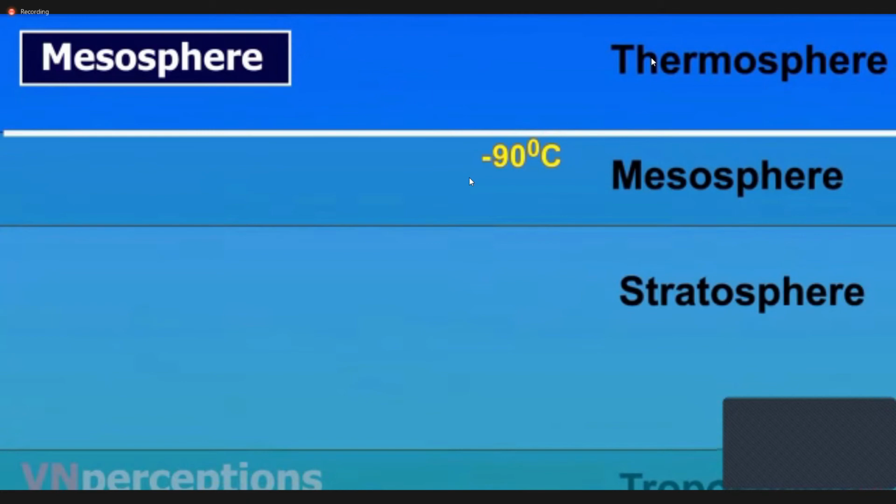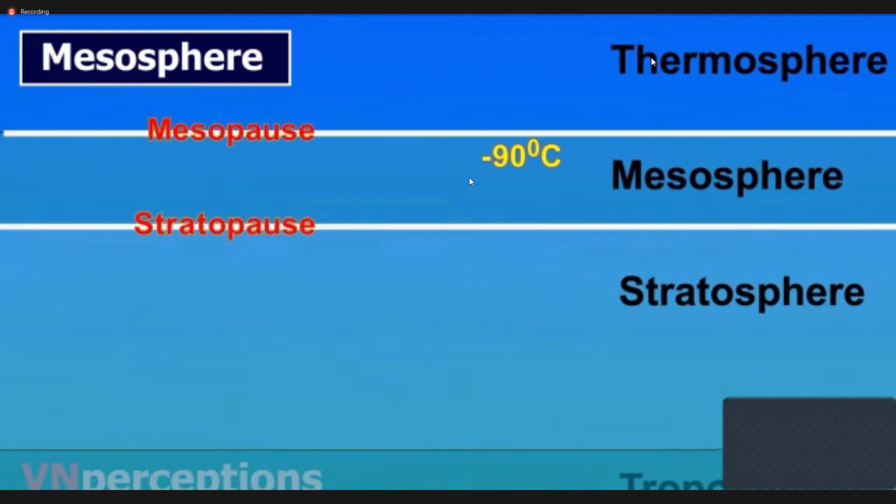The boundary between the mesosphere and the thermosphere above it is called the mesopause. At the bottom of the mesosphere is the stratopause, that is the boundary between the mesosphere and the stratosphere below. The mesosphere is difficult to study, so less is known about this layer of atmosphere than other layers.